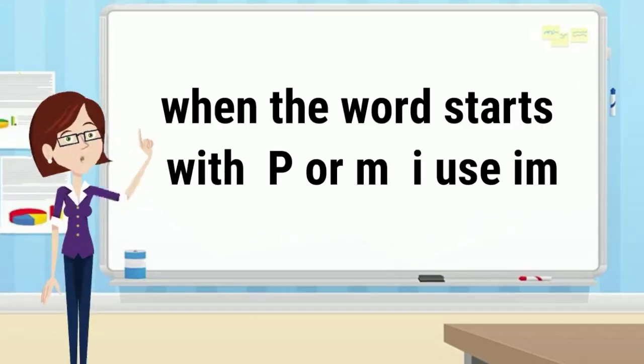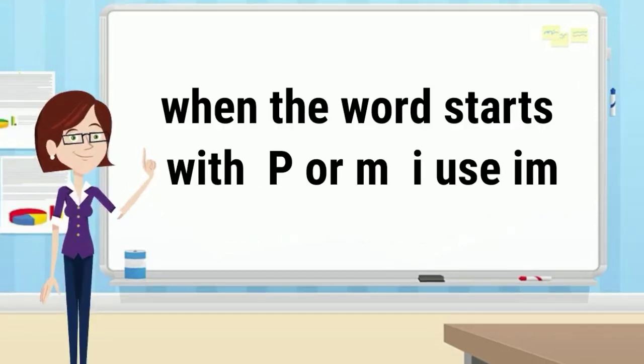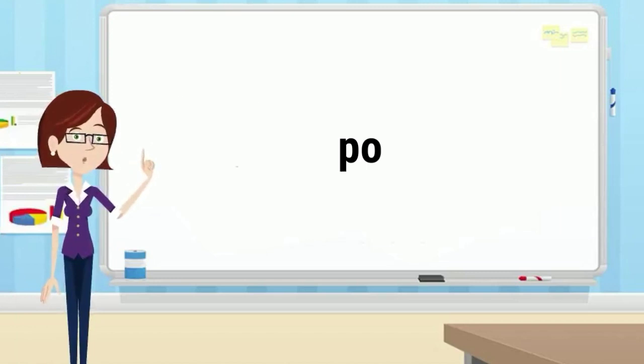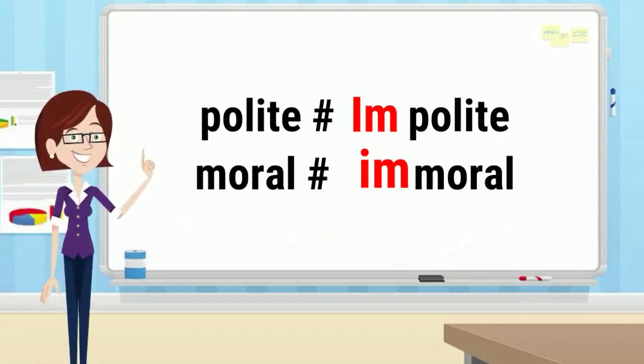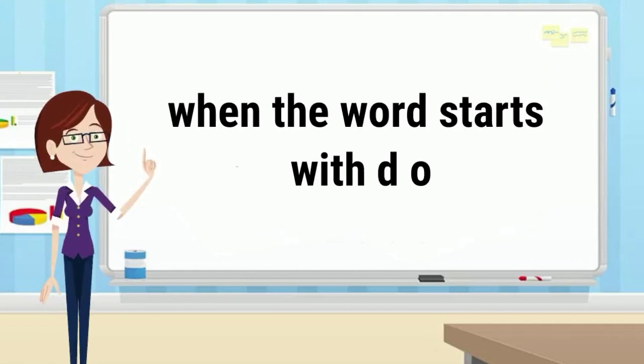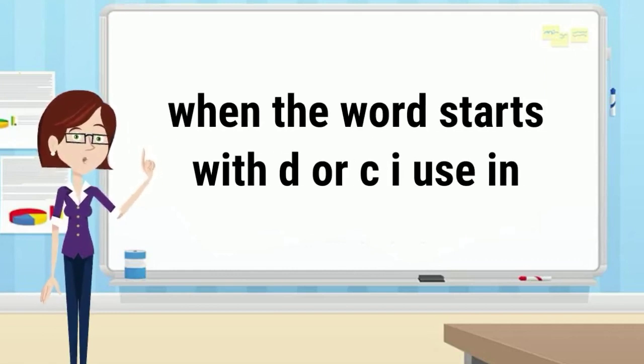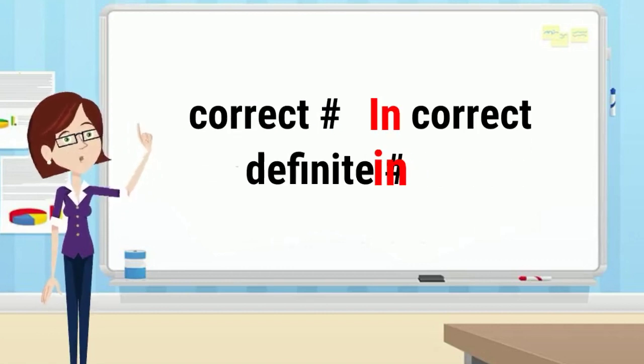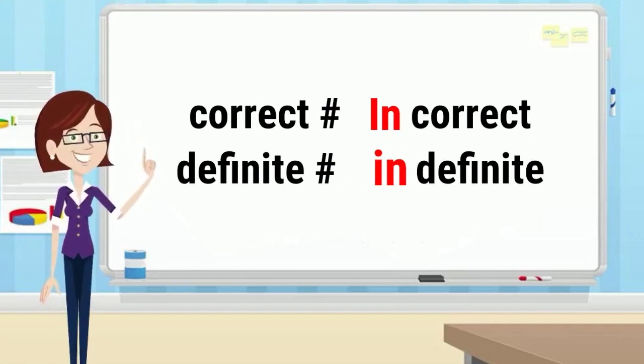When the word starts with P or M, I use im. Polite, impolite, moral, immoral. When the word starts with D or C, I use in. Correct, incorrect, definite, indefinite.